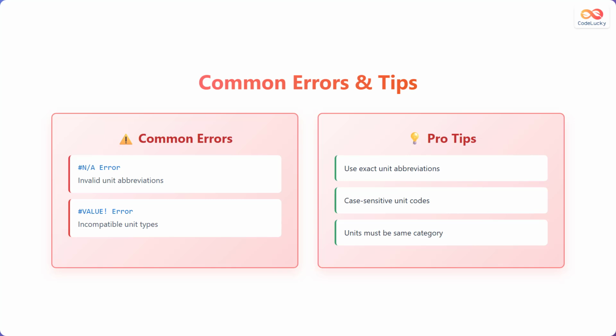Here are some pro tips to avoid these errors. Use the exact unit abbreviations as recognized by Excel. Remember that the unit codes are case-sensitive, so make sure you're using the correct capitalization. Ensure that the units you're converting between are of the same category, like length to length or weight to weight.